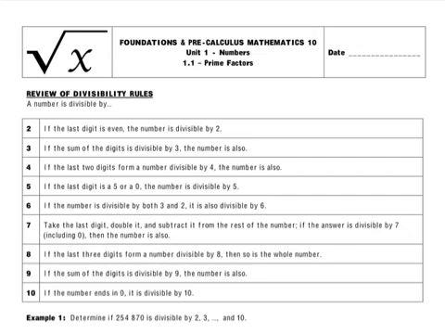Number 5 is fairly straightforward. If a number ends with a 5 or a 0, then the number will be divisible by 5.